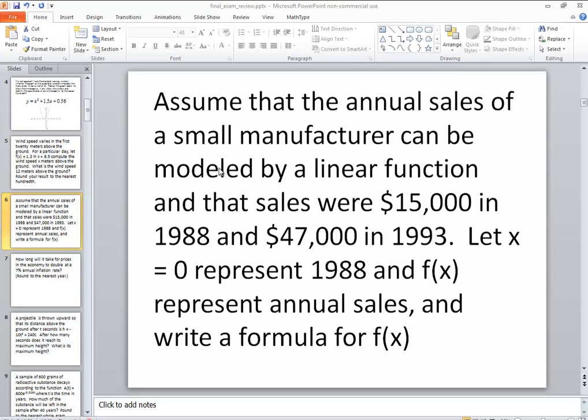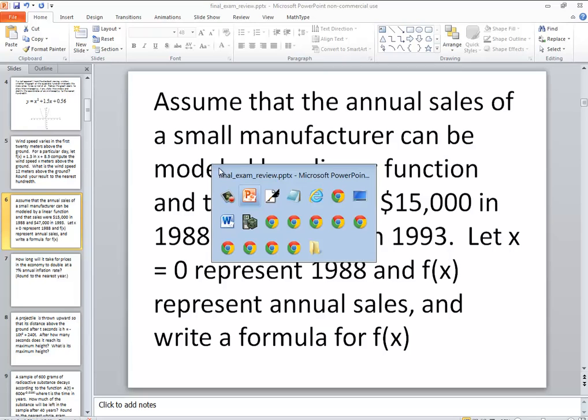Assume that annual sales of a small manufacturer can be modeled by a linear function, and that sales were 15,000 in 1988 and 47,000 in 1993. Let x equals 0 represent 1988 and f of x represent annual sales, and write a formula for f of x. Now it says linear function, so that kind of gives us an idea.